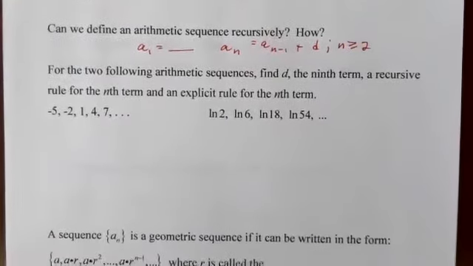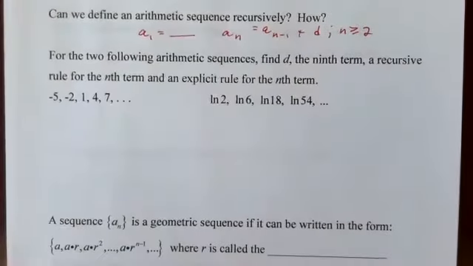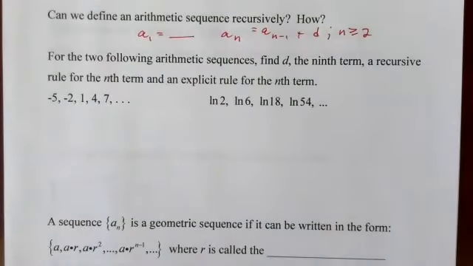So for the following two arithmetic sequences, find D. A lot of people look at the second one and say, that can't be arithmetic. It's got logarithms in it. And we all know logarithms means, I don't know, hard math or something like that. So find the ninth term, find D, and a recursive rule.